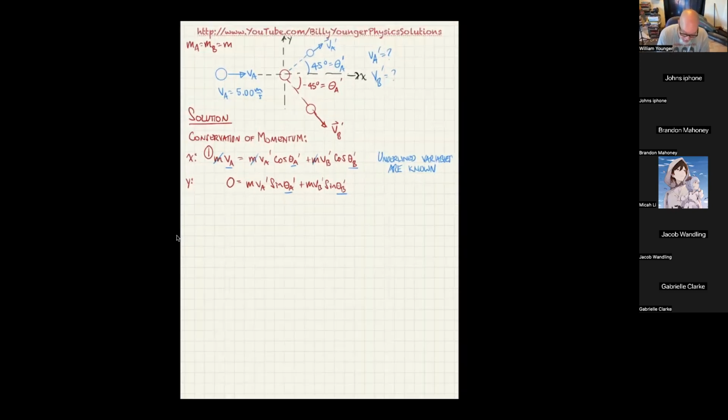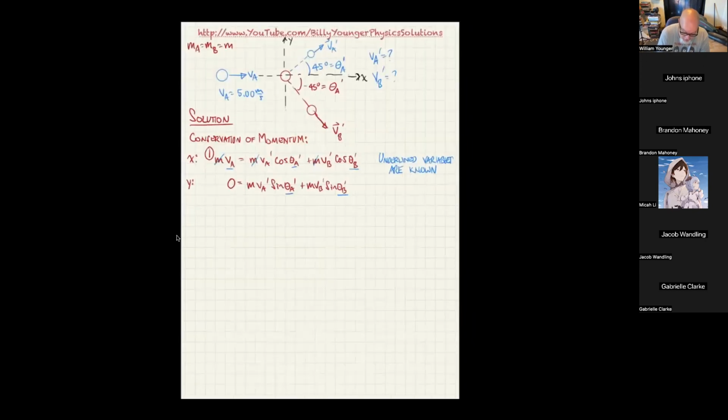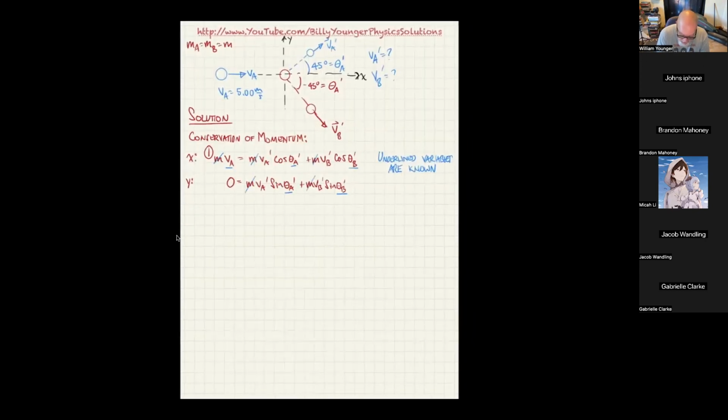So because of that, I can go ahead and cancel out the m's by dividing both sides by m. That actually gives us another form of the equation, which in this case will look like 0 is equal to VA prime sine theta A prime plus VB prime sine theta B prime. And that's going to be equation 2. So what I'm going to do is solve equation 2.